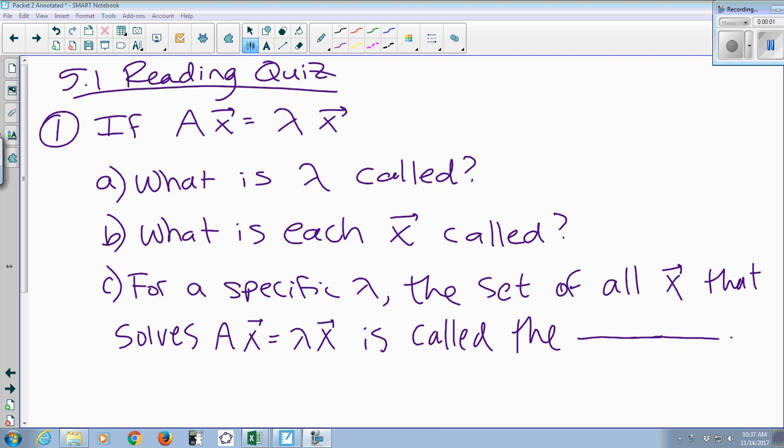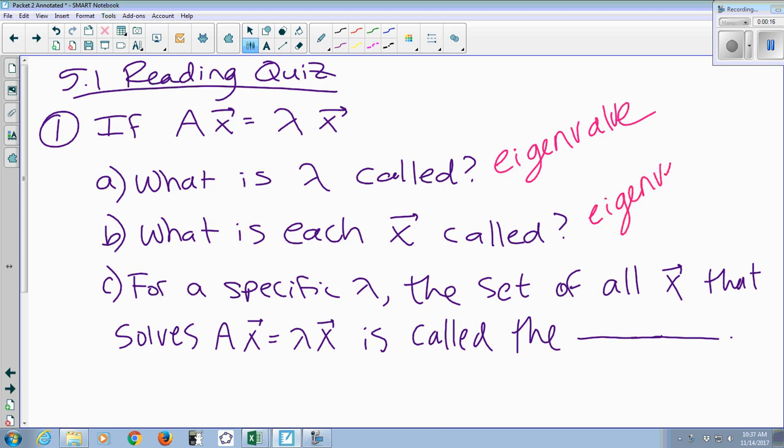For the equation Ax equals lambda x, what is lambda called? Eigenvalue. What is x called? Eigenvector. And what is the set of all x's called? Eigenspace.